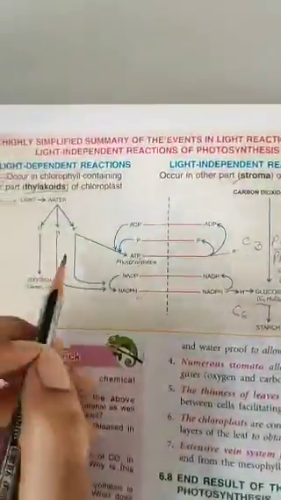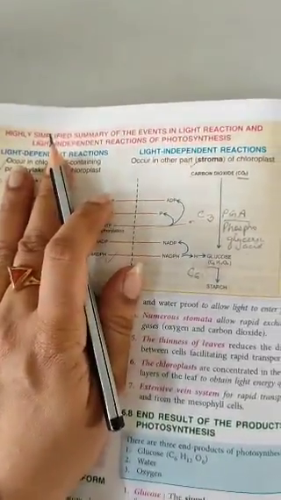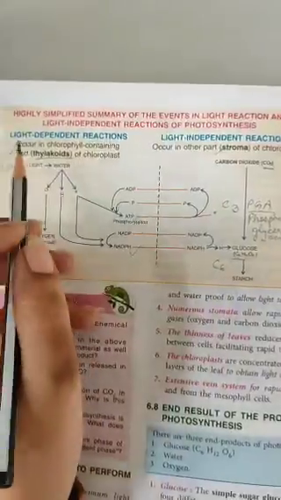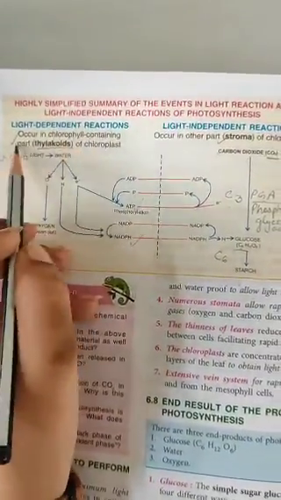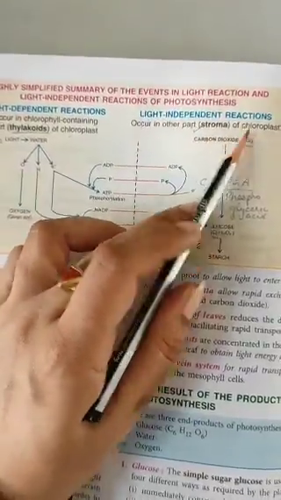So look at this. Here a flow chart is given. On this side light reaction, on this side dark reaction. You can see here it occurs in the chlorophyll containing part, the thylakoid of the chloroplast. This occurs in the stroma of the chloroplast.